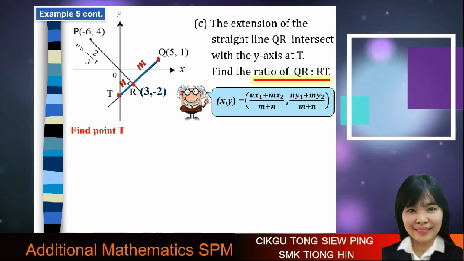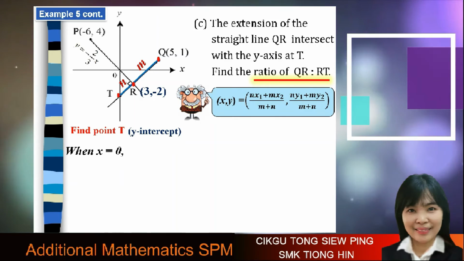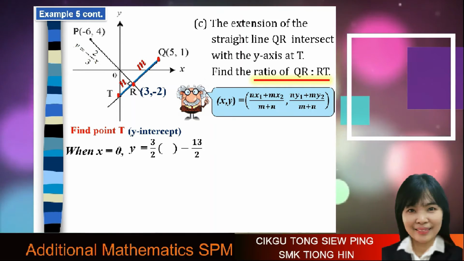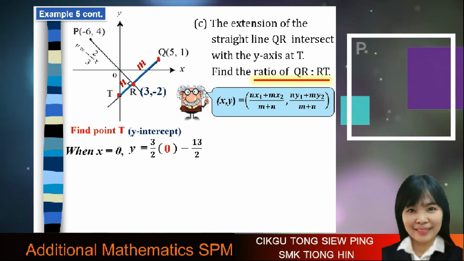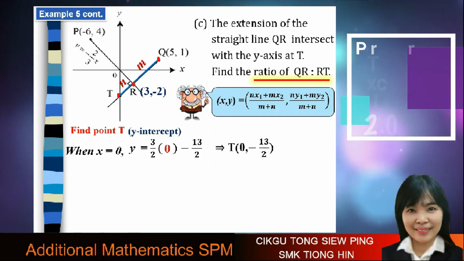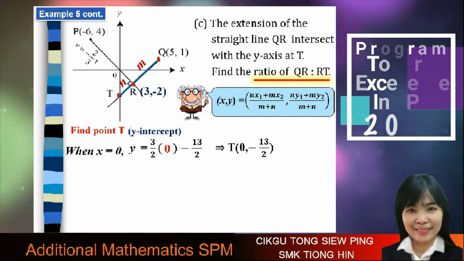We have to find the point T first, that is the y-intercept. So when x equals 0, substitute into the equation of QR, we get the y-intercept equal to -13/2. So T is (0, -13/2).